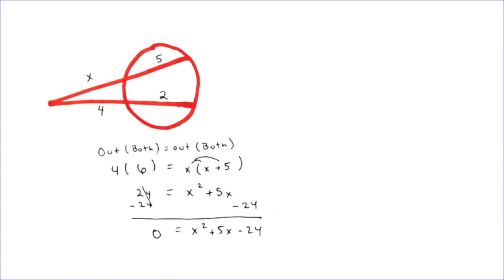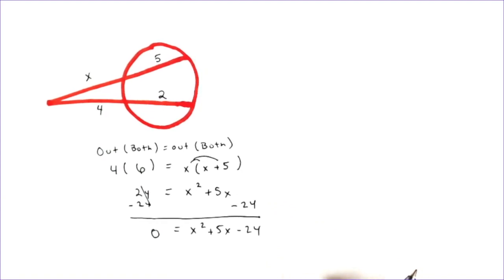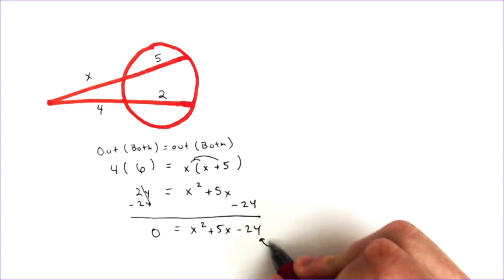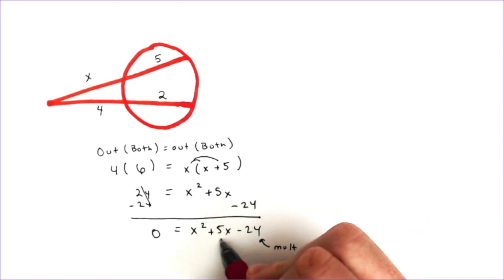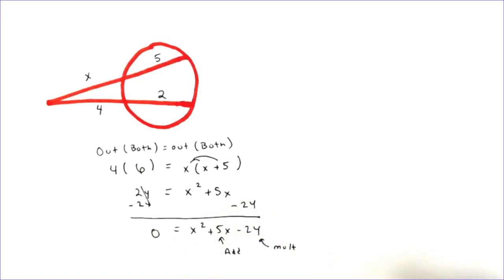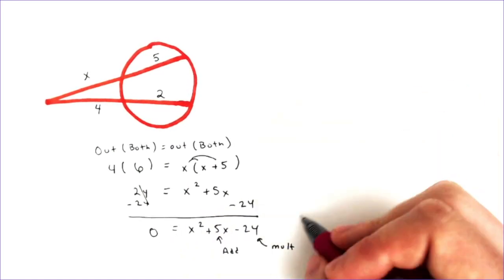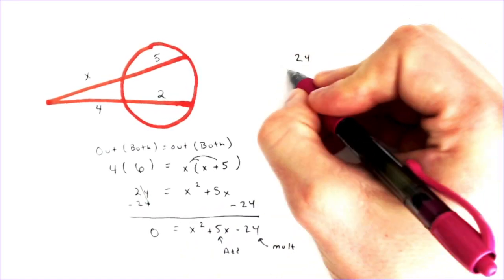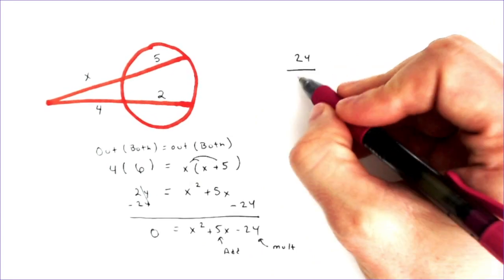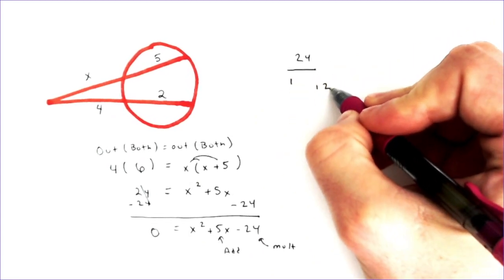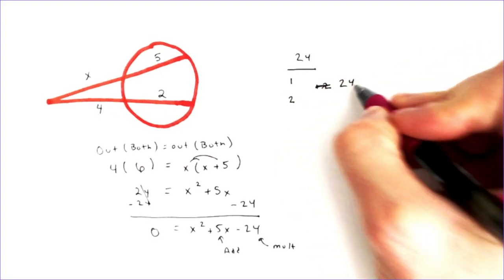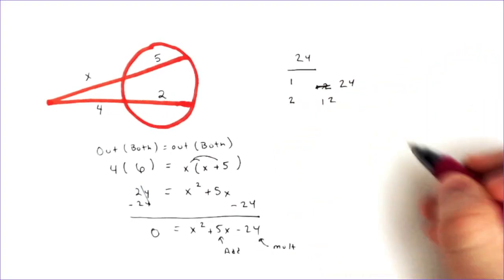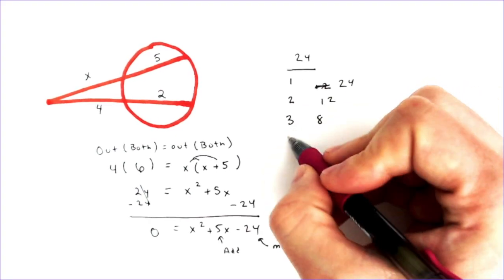Now most of these, because it is geometry, are going to be easier factoring problems, so you just have to think of numbers that will multiply to equal negative 24, but add up to equal 5. And sometimes it is helpful to list out things that multiply to 24. That would be 1 and 24, 2 and 12, 3 and 8, and 4 and 6.